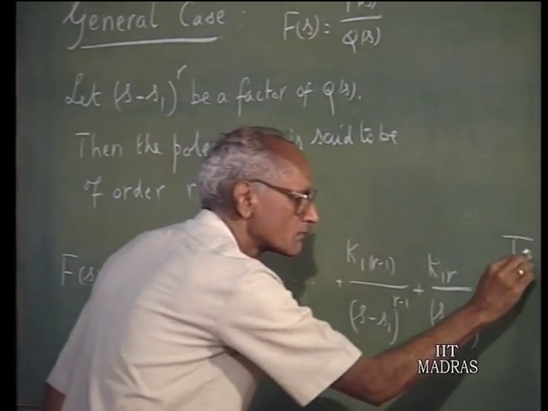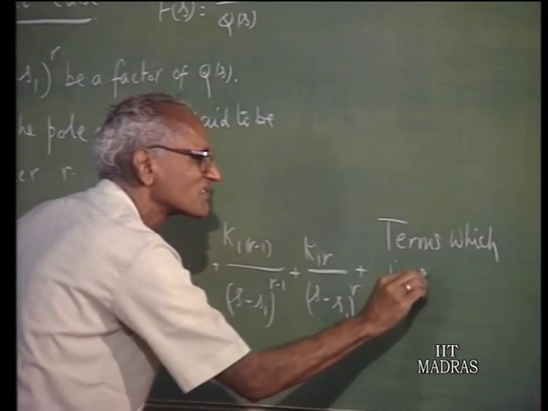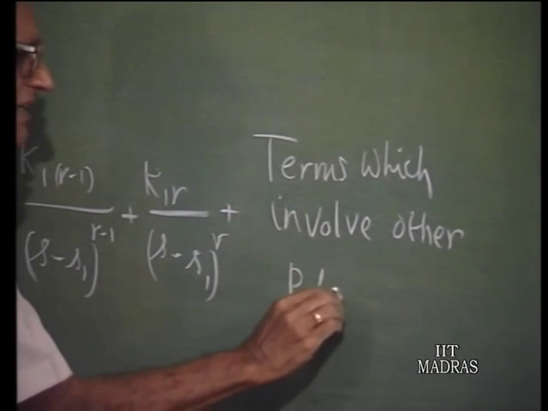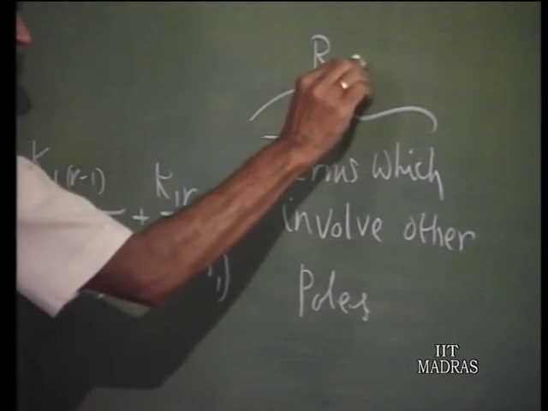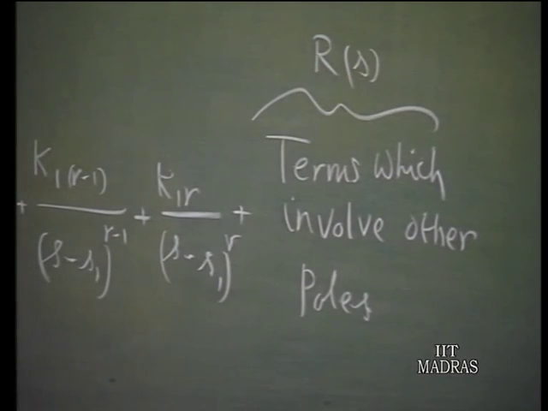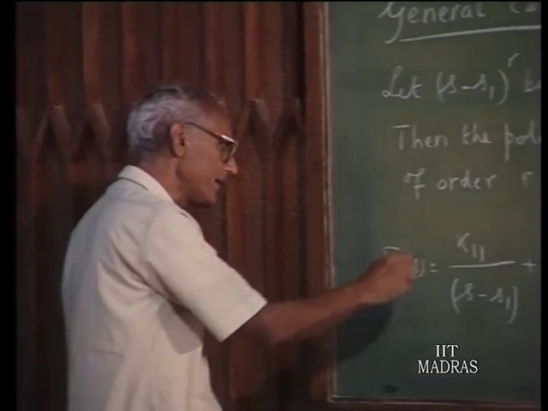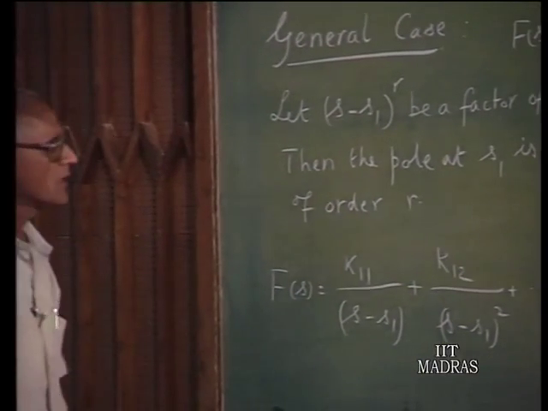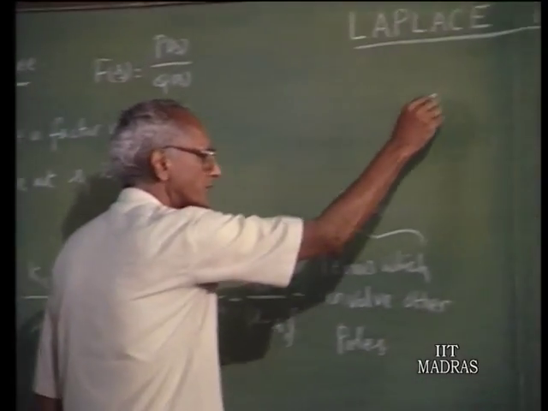plus terms which involve other poles of F(s), that is poles other than at s equal to s1. Let me call this group of terms R(s), because our focus now is on how to calculate k11 to k1r. We are not interested in the other terms. So, our discussion will center around methods of finding out k11, k12 or up to k1r.